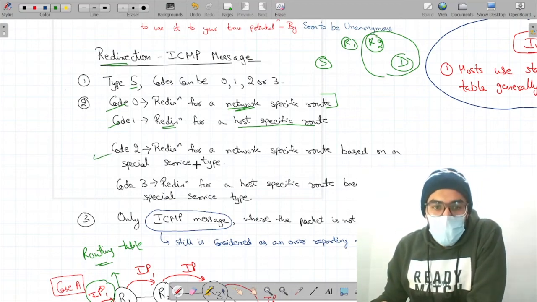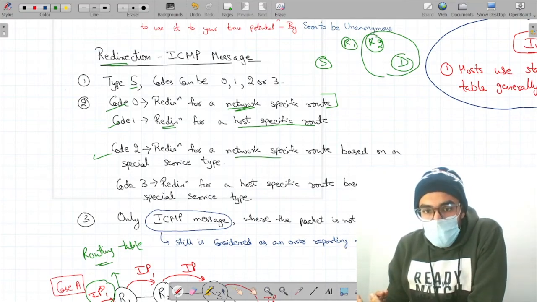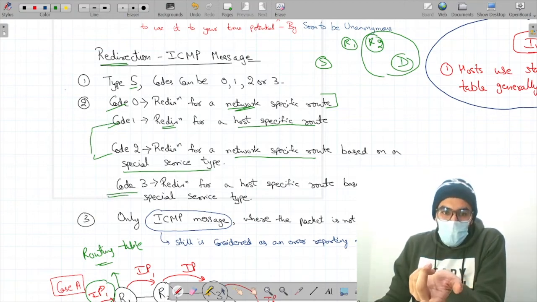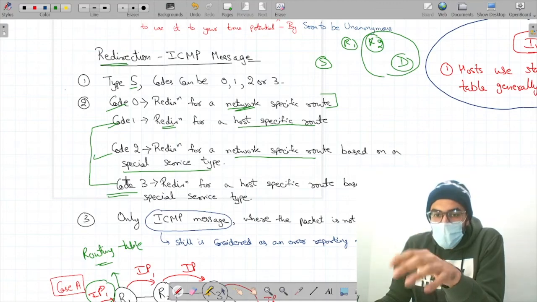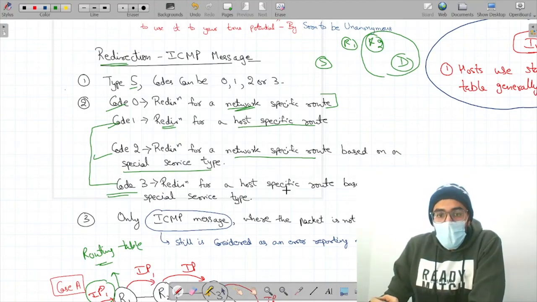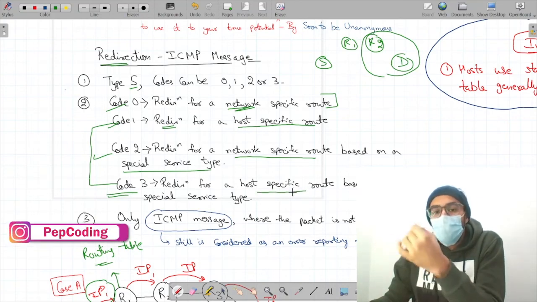Now, code 2 basically means redirecting the packet through a network specific route, but also based on a special service type. Code 3 means the same as code 1, but there is a certain more functionality to it, and that functionality is redirecting the message through a specific host, through a host specific route, and making sure that there is a special service type.